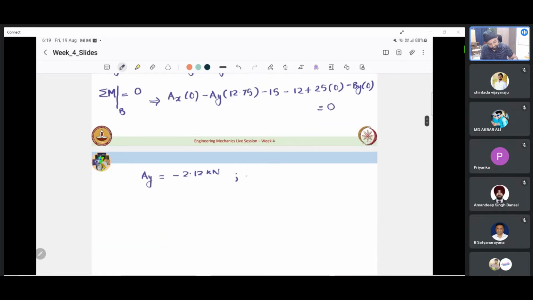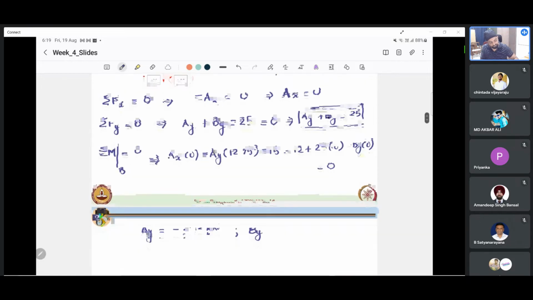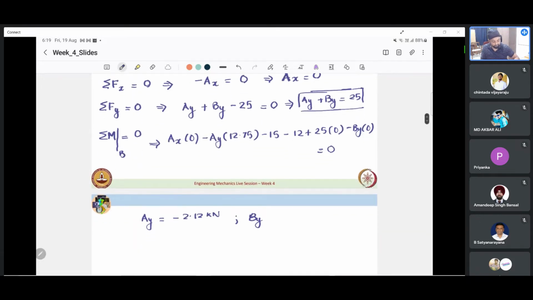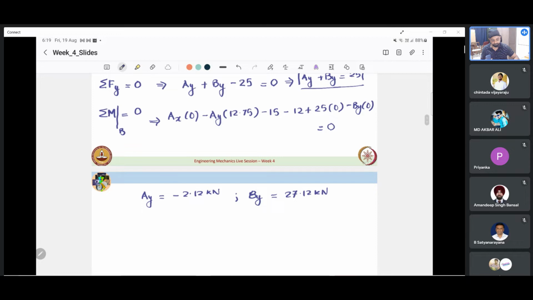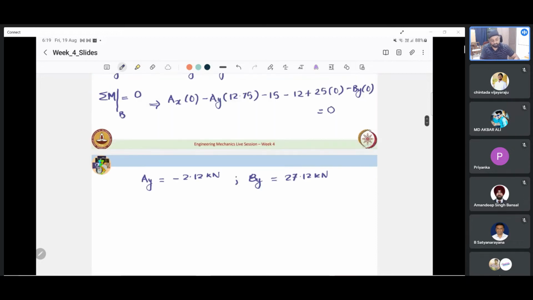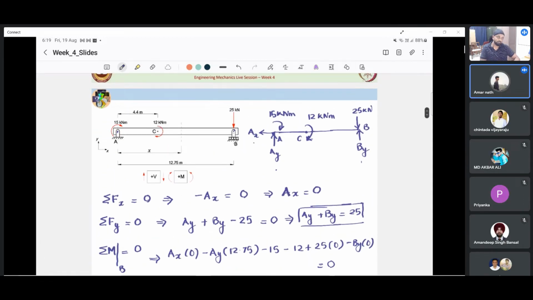So subsequently By we can calculate from this equation we have. Ay plus By is 25. So this will be 27.12 kilonewton. So far so good. Now we are supposed to draw the shear force diagram and bending moment. Yes. Do you have any question, Amarnath?